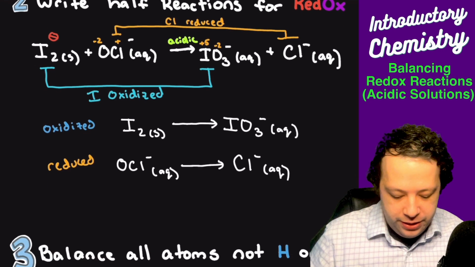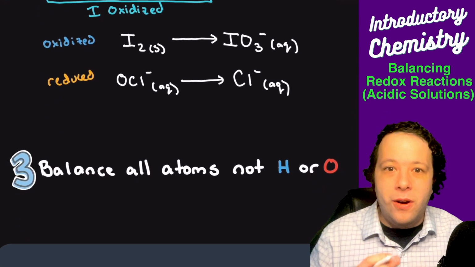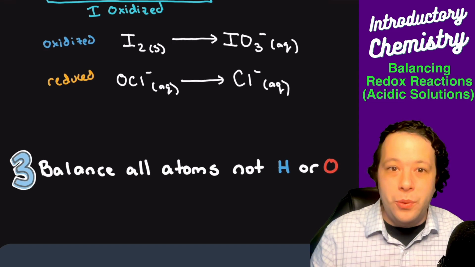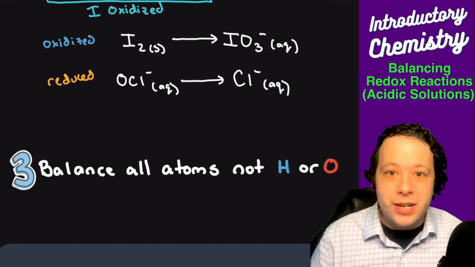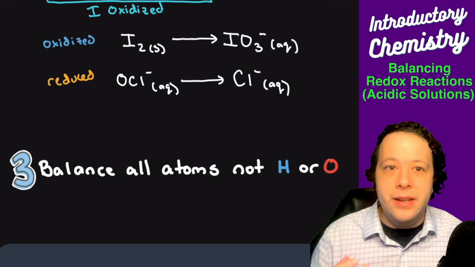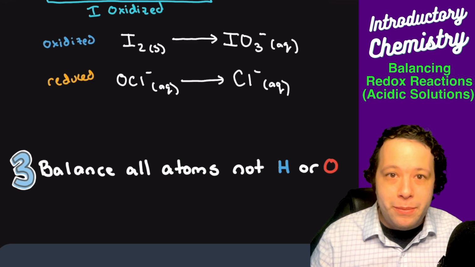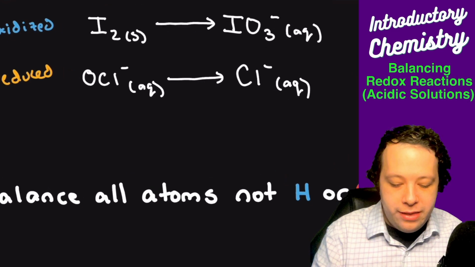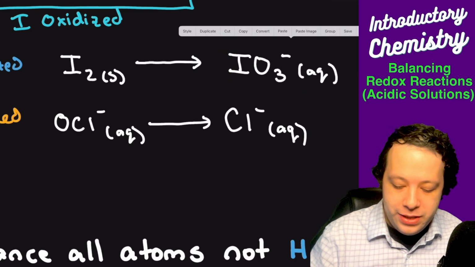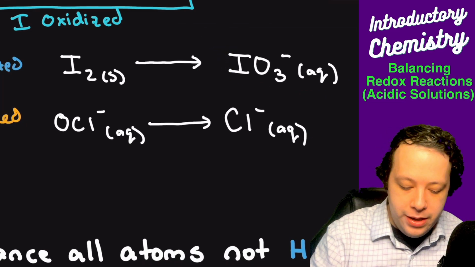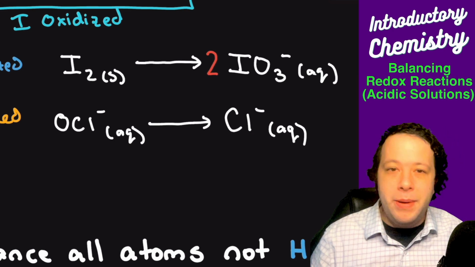What we're going to do for the next step is balance all atoms that are not hydrogen or oxygen. So you need to look at your two half reactions and see if there is anything that's not hydrogen or oxygen that's imbalanced. If you look at the top one, we can see that the iodines are currently not balanced. We have I2 on the left. So we're just going to treat it like a normal balancing problem, and we're going to put a coefficient of 2 in front of it to balance our iodines.